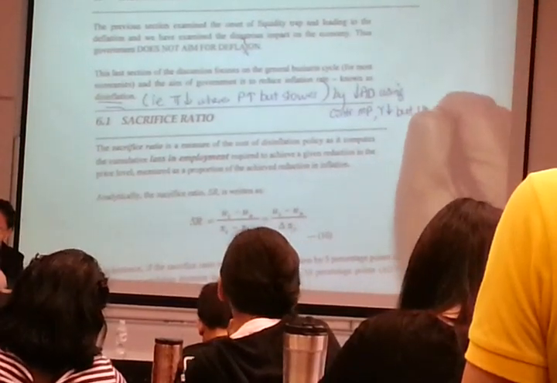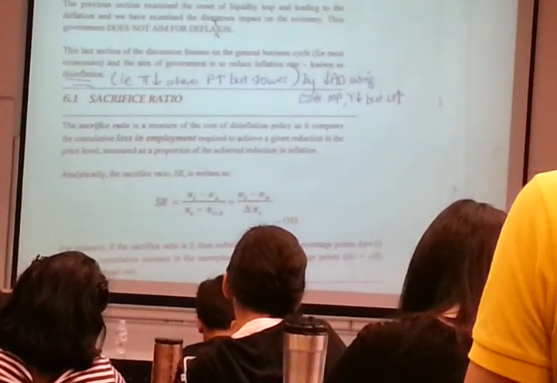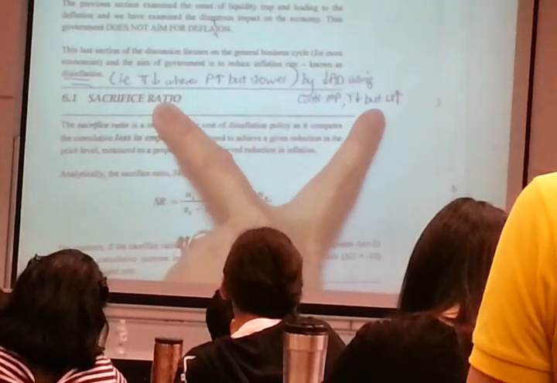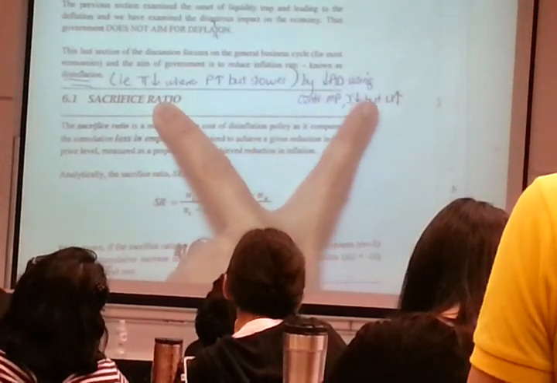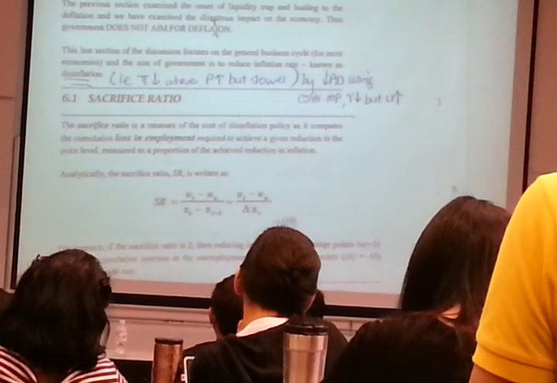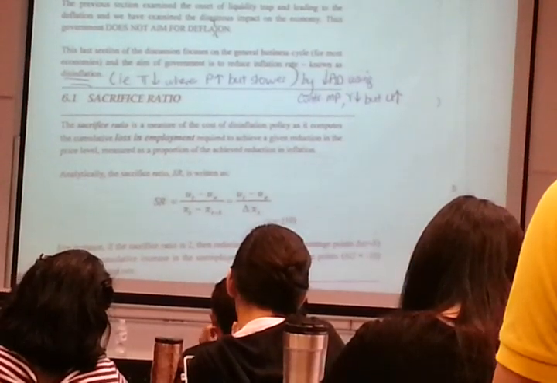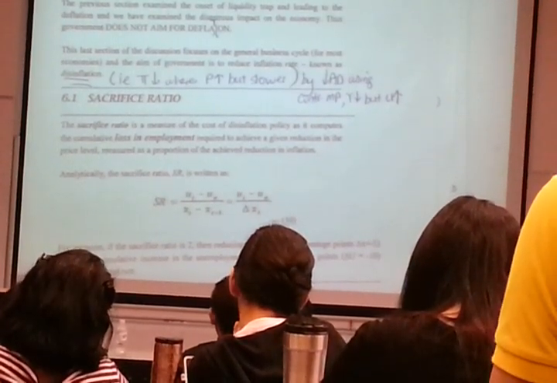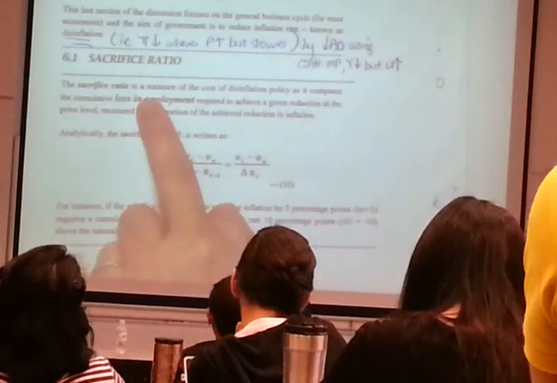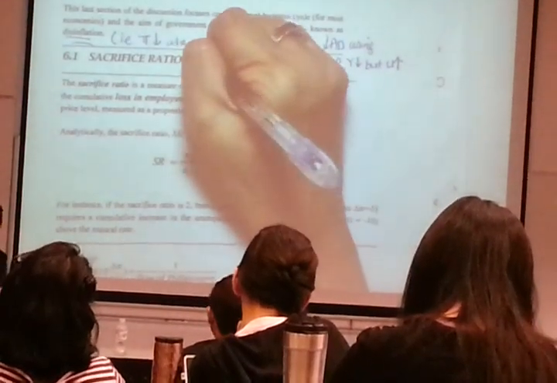However, unemployment will increase. So we know this is the Phillips curve discussion. There's always a trade-off between pi and the U. But if you want to ask government to pursue disinflation, you don't just tell them unemployment will increase. You want to tell them how much. So there's a value to calculate, and this value is known as the sacrifice ratio. In short, we call it the SR.